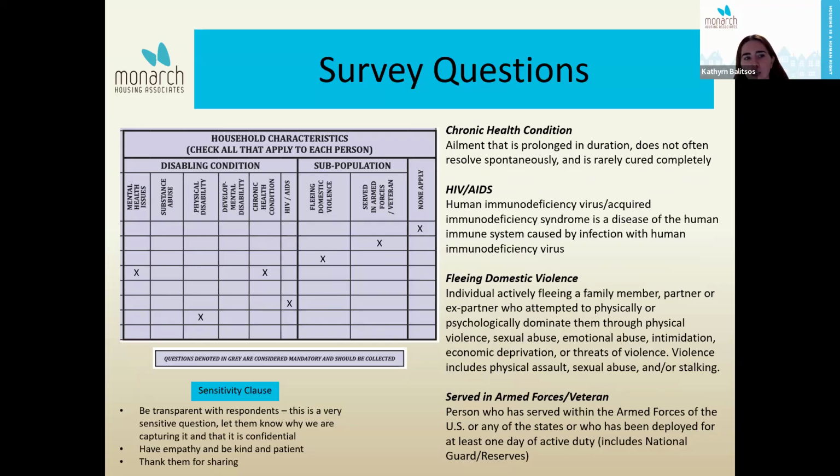The survey just gets into more of what this means when it comes to fleeing domestic violence or serving in the armed forces. For active fleeing only, you're only going to check this box if they're actively fleeing domestic violence. And then a veteran is considered as anyone who's worn a uniform, regardless of the discharge. They don't need to have the VA designation of a veteran. They just need to have served at least one day.